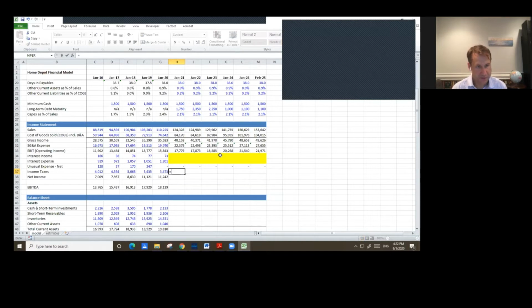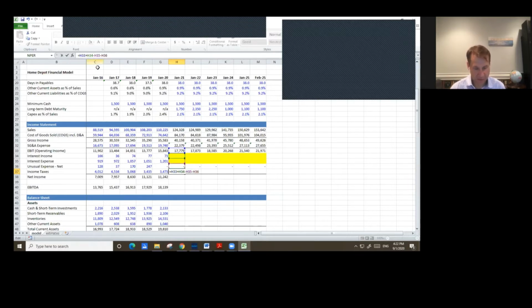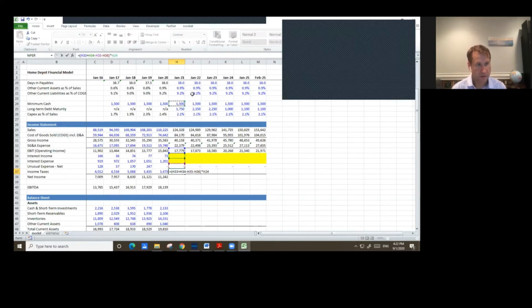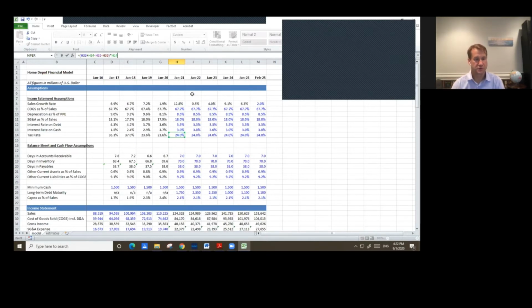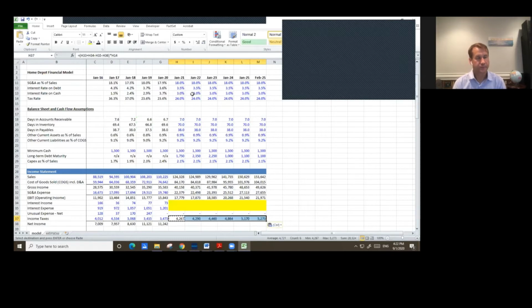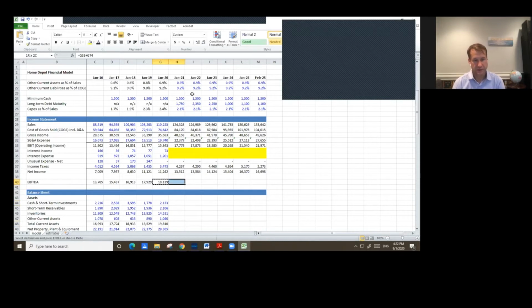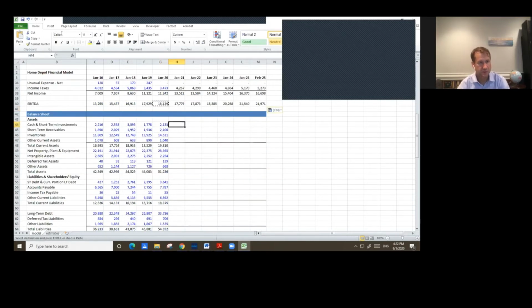Income taxes. So this would be EBIT plus interest income minus interest expense minus unusual expense, if any, multiplied by the tax rate, which we assume to be 24%. And then net income, we've got the formula, I'll just drag it. EBITDA, I'll extend the formula. It doesn't capture any depreciation, but we'll build it out. So we've got the income statement forecast more or less in place.